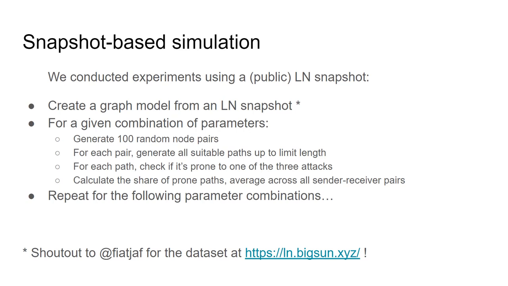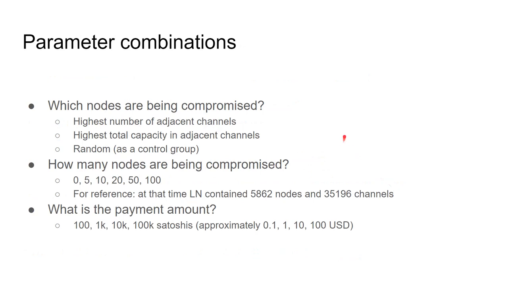For example, for value privacy, the pattern is very simple: just one compromised node anywhere in the path. For relationship anonymity, the attacker has to compromise two distinct nodes along the path. And for the wormhole attack, the pattern is a bit more complex. The attacker has to compromise two nodes along the path, but there also must be an honest node in the middle, because this is the node that is the victim in this attack. And then we calculate the share of paths which are prone to an attack as opposed to the ones that are not. And by averaging across all random sender-receiver pairs, we estimate the probability of a successful attack given certain parameter combinations.